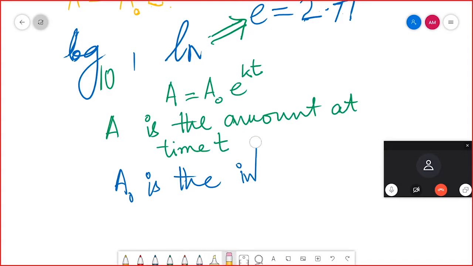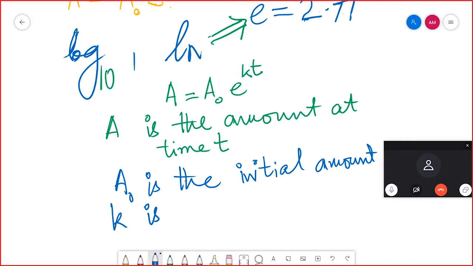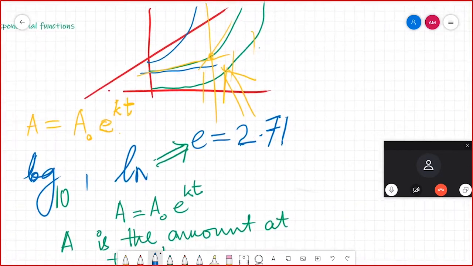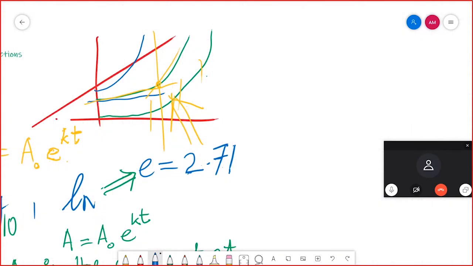Okay. So this is the initial amount. We will do some questions. And what is K? K is in fact the constant which defines the exponential growth. Do you understand this or no? Or I just go back and try to make another graph.